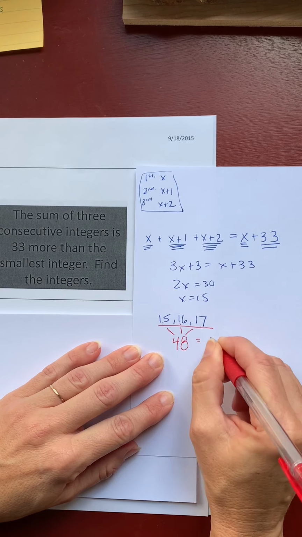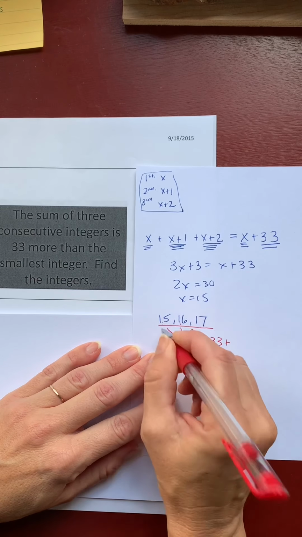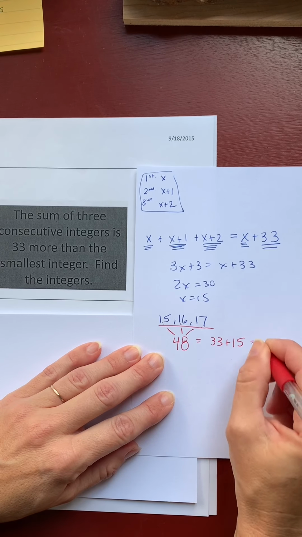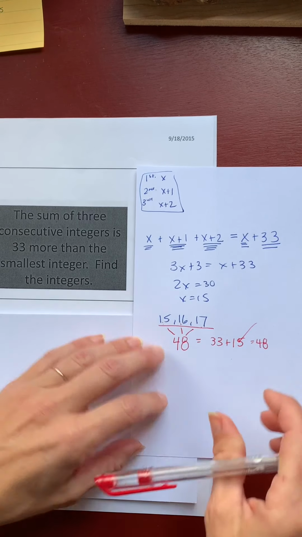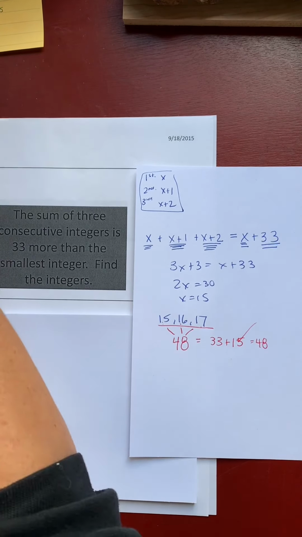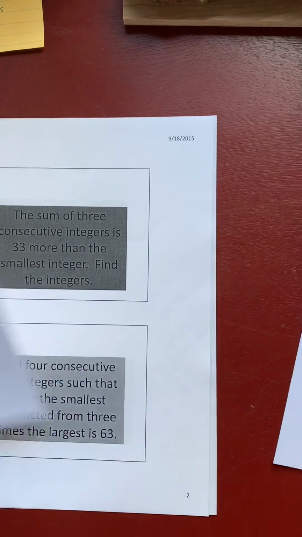Does this equal 33 more than the smallest one? Well, the smallest one was 15. Yep, that equals 48. We're good. You can always check it. You'll always know if you're right or not. All right, let's look at the next one.